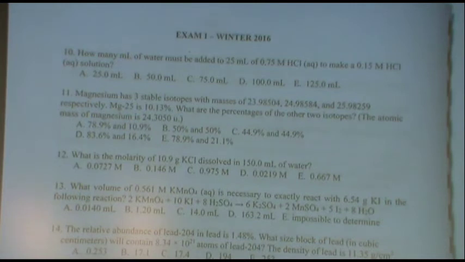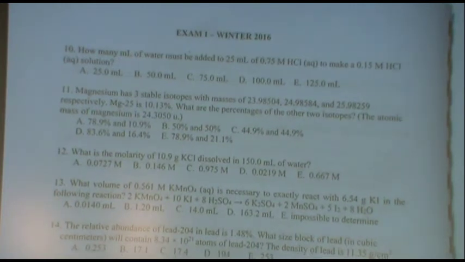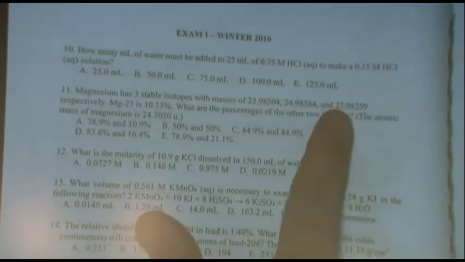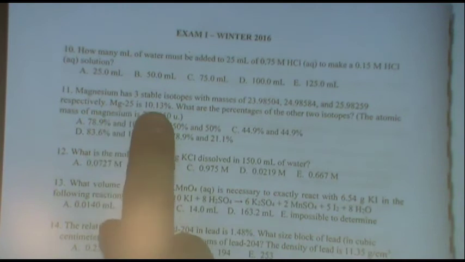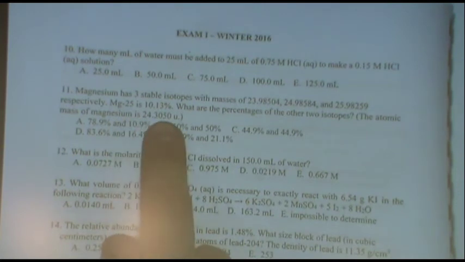How the heck to start it? Yeah. Okay. This one is one of those where there's the hard way to do it and the easy way. So let's talk through it a little bit. Magnesium has 3 stable isotopes. Magnesium 25 is 10%. What are the percentages of the other 2? The mass of magnesium is that. So I have to move this now to set this one up. The full setup goes like this.